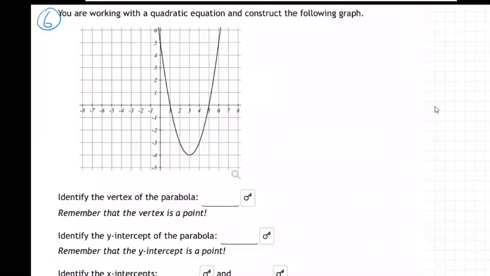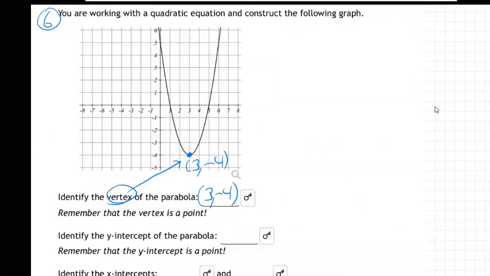Okay, so on this one, we've got a quadratic equation, a U-shaped parabola, and we have this graph. Let's identify the vertex. So we're just going through, seeing some different things. The vertex is this point right here, which is what? Over 3, down 4. Over 3, down 4, with parentheses around it.